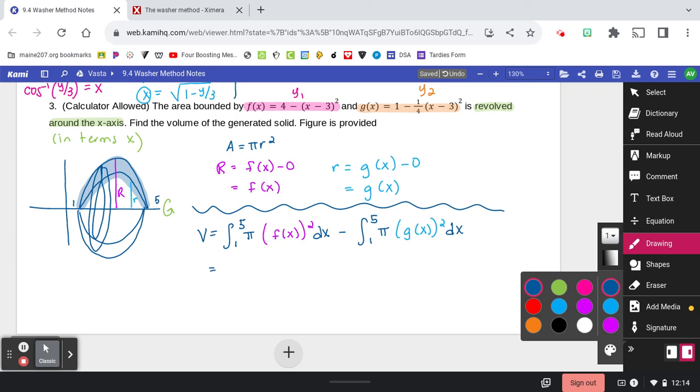And if I go ahead and type all of that in on my calculator, I should get 100.530 for my volume.